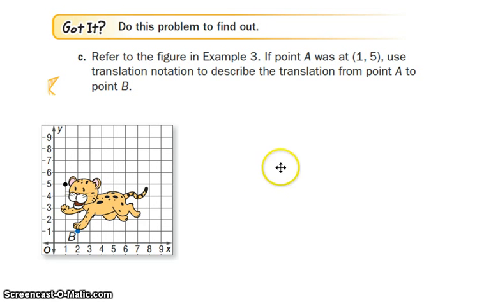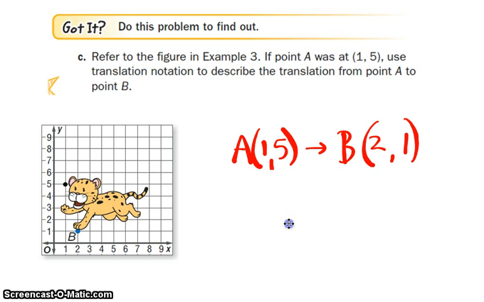Okay, so let's do this. Let's write out our points. We went from 1, 5 to point B, which is 2 and 1. So what did we have to do to go from 1 to 2? Well, we had to add 1, right? So we're adding 1. Now let's look at our y's. We went from 5 to 1. How did we get from 5 to 1? We have to subtract 4.